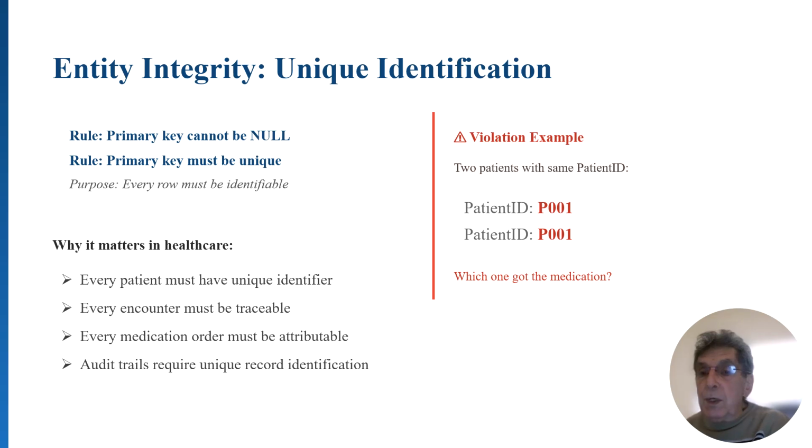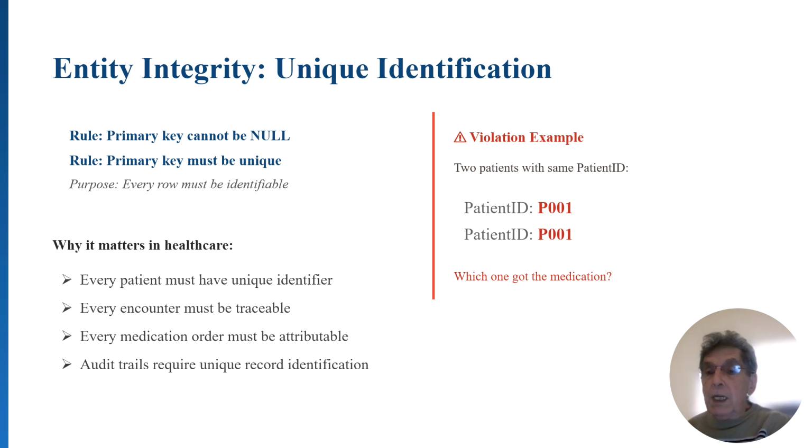We can't answer basic questions like what medications is this patient taking? We can't identify the patient. Why must it be unique? Because duplicate keys mean duplicate identities. If two rows have patient P001 and we write a prescription for P001, which patient gets a medication? Both? Neither? System's broken. In healthcare, the consequences of violating data integrity are severe.